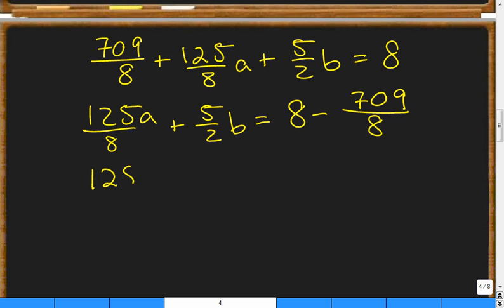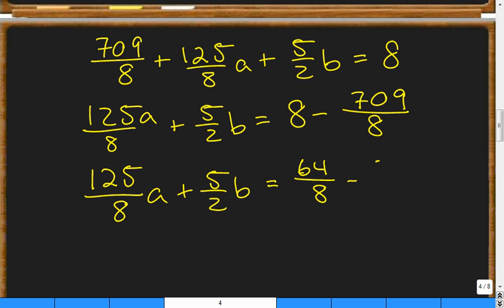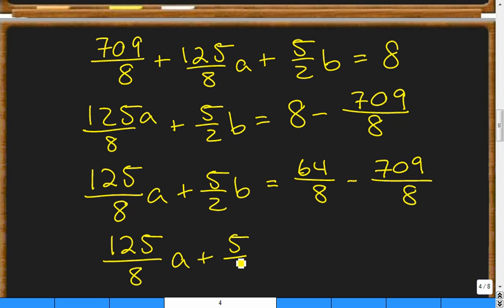So we get 125 over 8 A plus 5 halves B equals, well, this 8 is the same thing as 64 over 8 if we upconvert it, so minus 709 over 8. We get 125 over 8 A plus 5 halves B equals, if you do 64 minus 709, we should get negative 645 over 8. So this is equation 2.